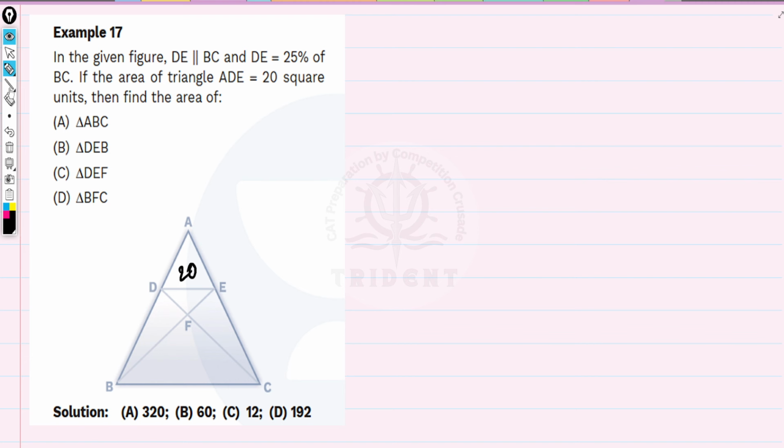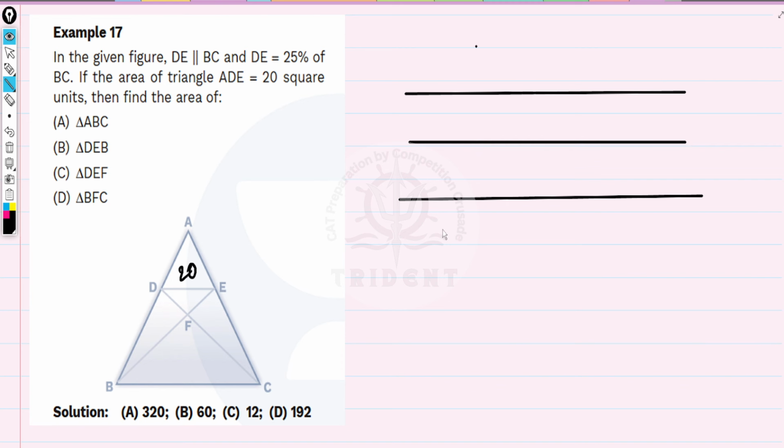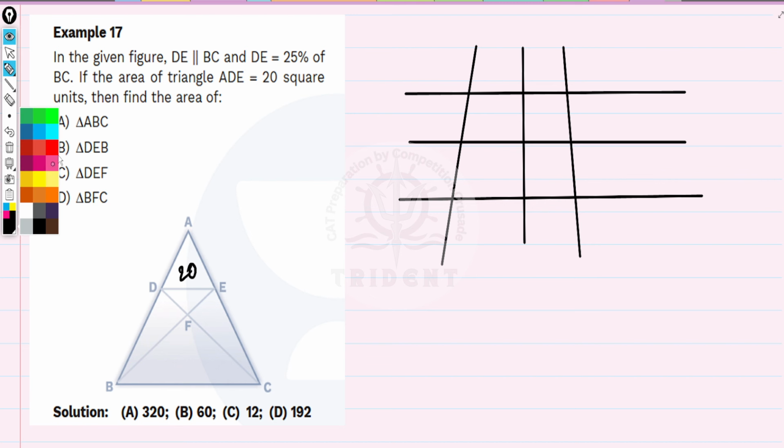To solve this question, I need to know a couple of ideas. The first idea is the basic proportionality theorem. I'm just going to quickly revise what the basic proportionality theorem is. Suppose there are three parallel lines and transversals cutting them. By the very virtue of these transversals on these parallel lines, you would see that there will be intercepts formed in proportion. This is basically your basic proportionality theorem.